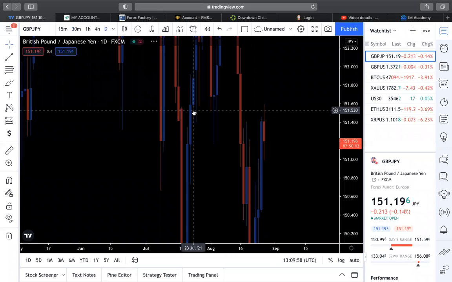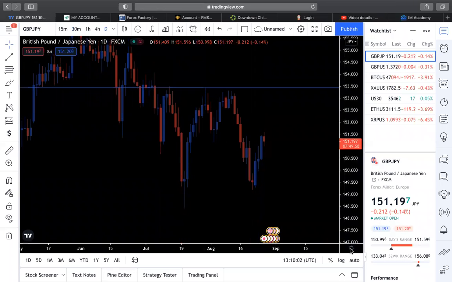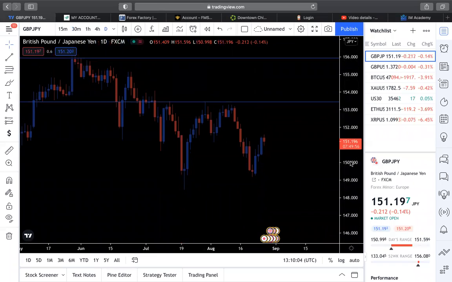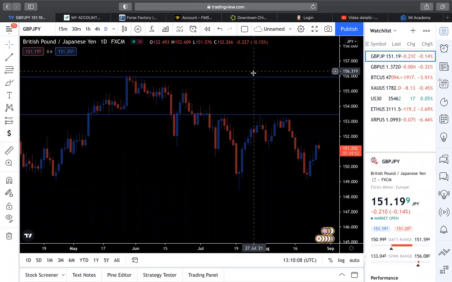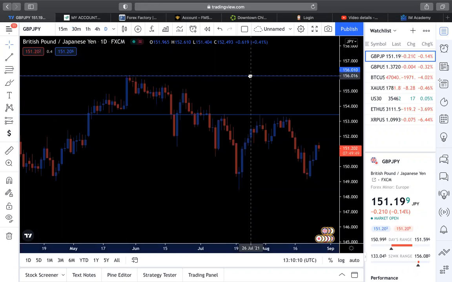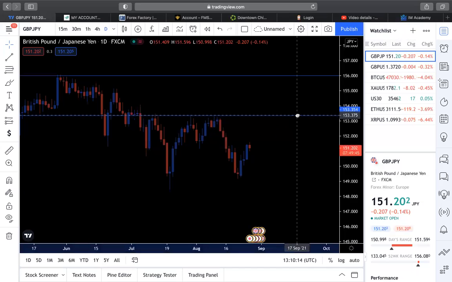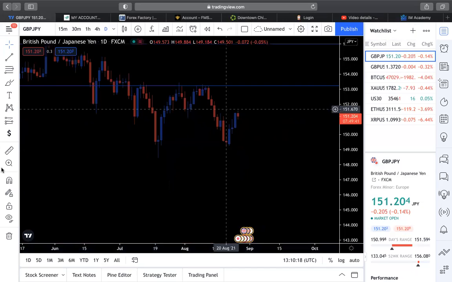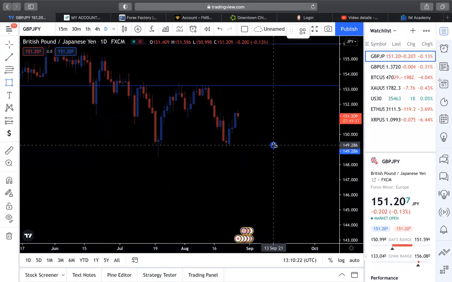So basically what I do, guys, is I start on the day time frame, and what I'm looking for is the resistance and support levels. As you guys can see, there's a resistance right here, and then there's another resistance right around this area. And then there's a support level right around this level.